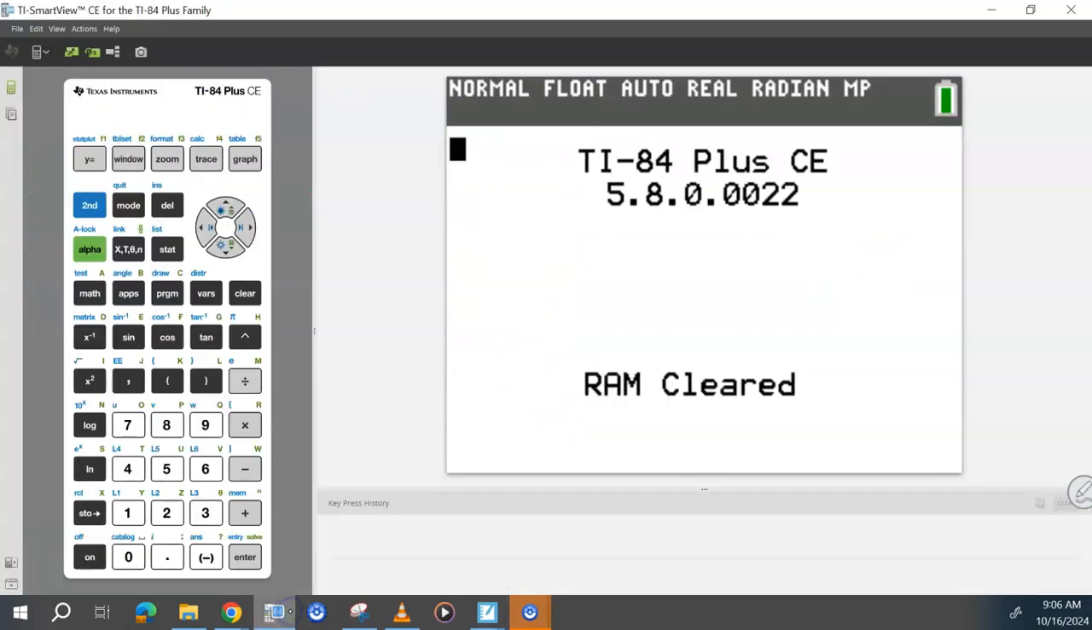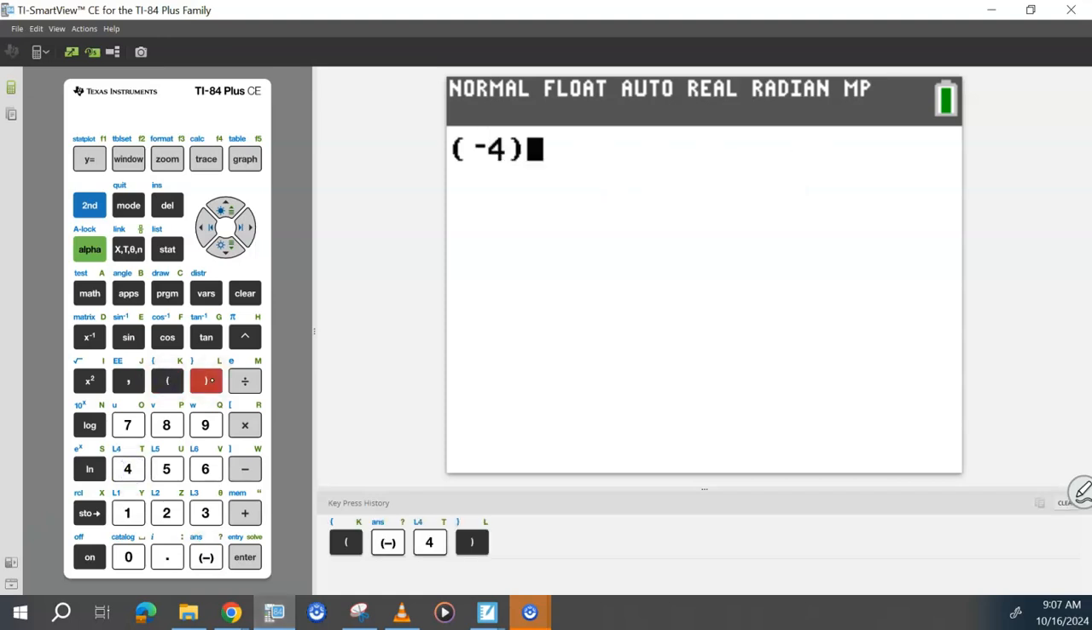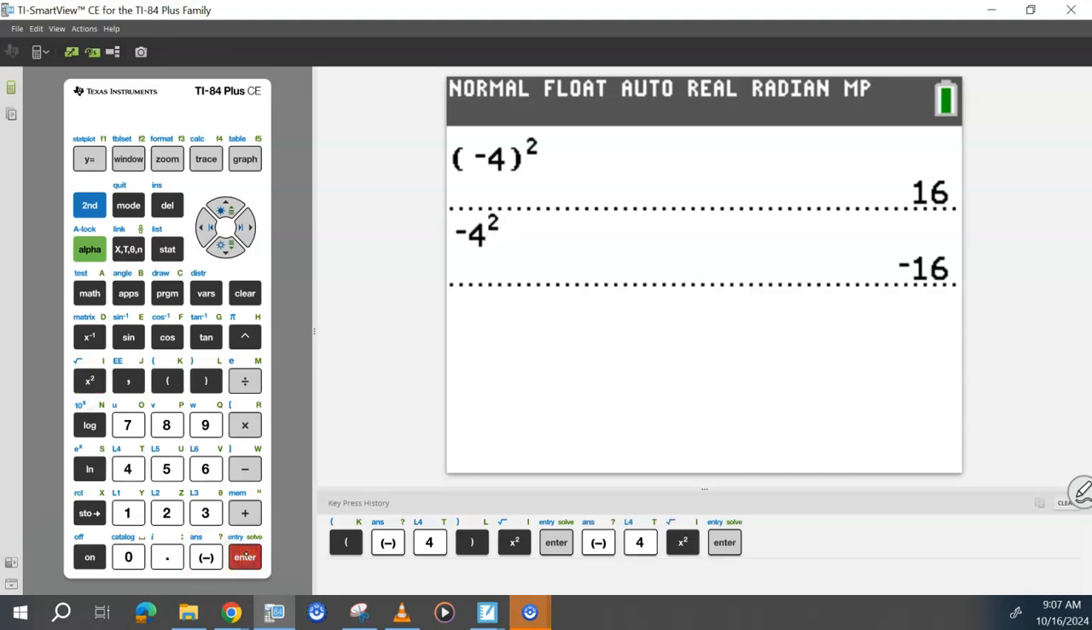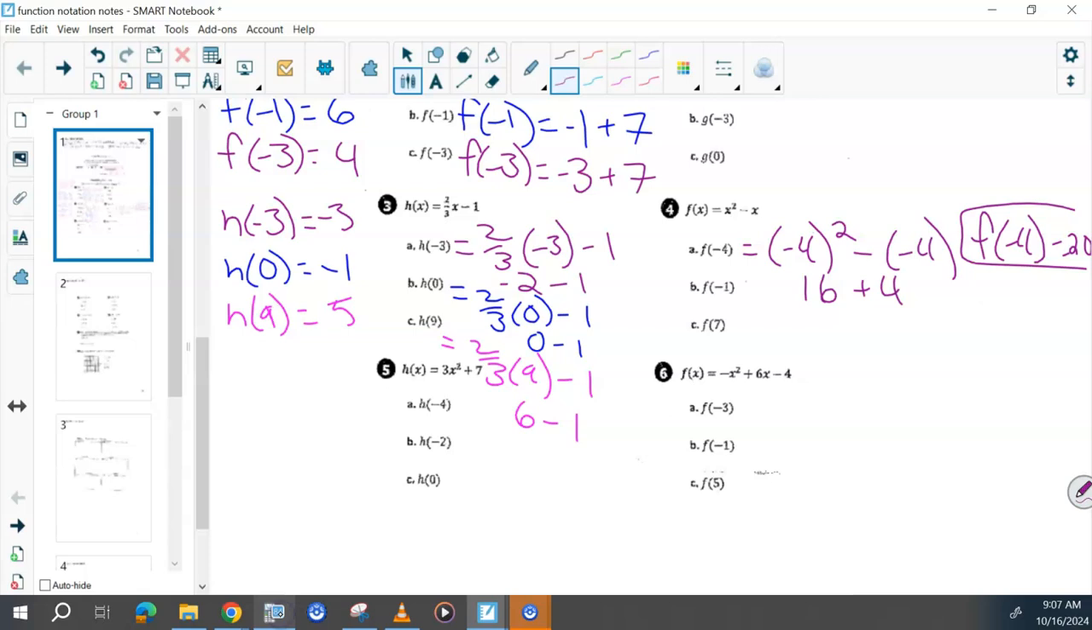So in your calculator or in general, if you are using the parentheses and then squaring, you'll get a positive number. But if you're not using parentheses and you're squaring, you'll get a negative. Because this is really saying negative 1 times 4 squared, so don't do this. But also a negative times a negative would be a positive in general.